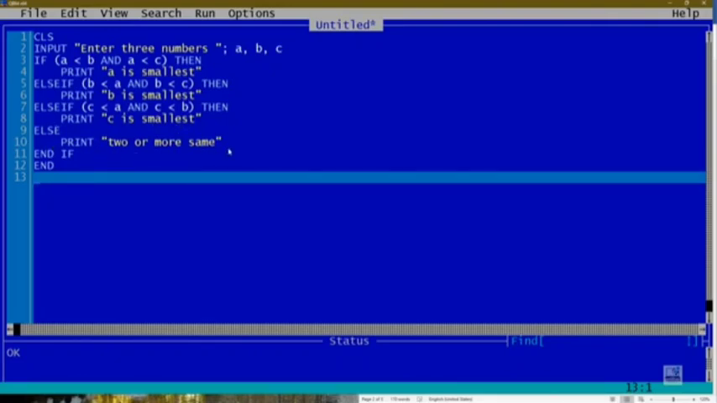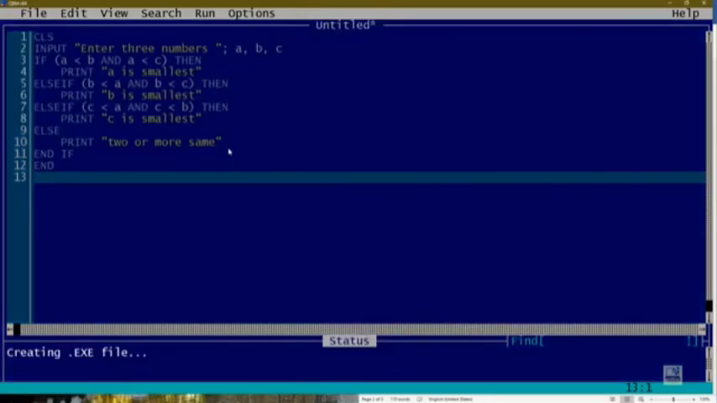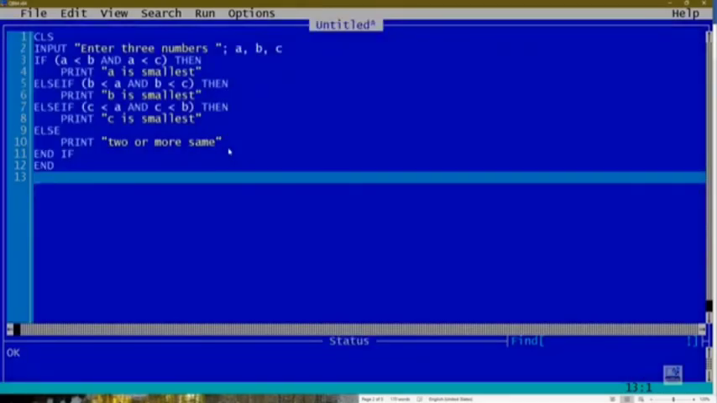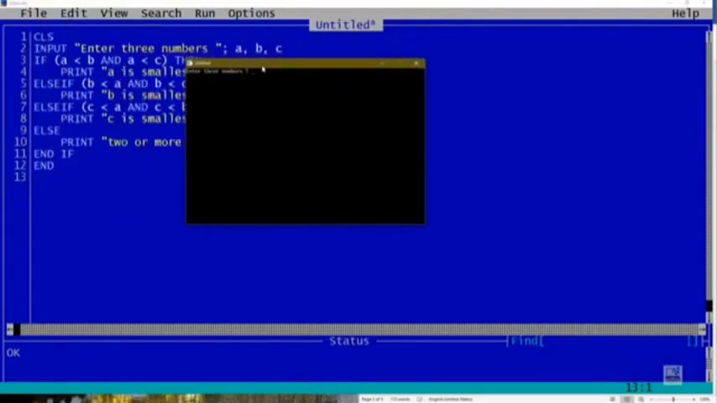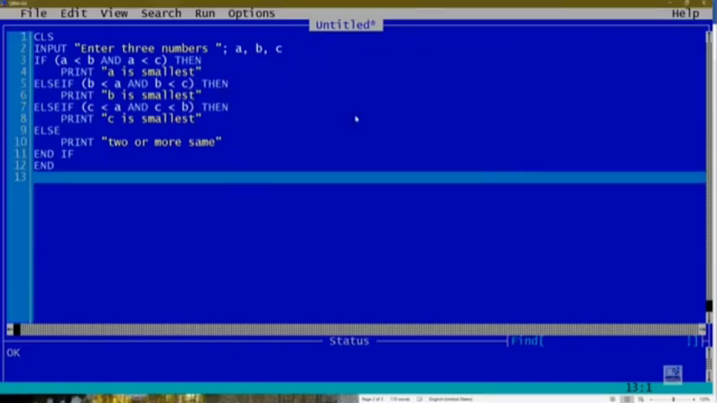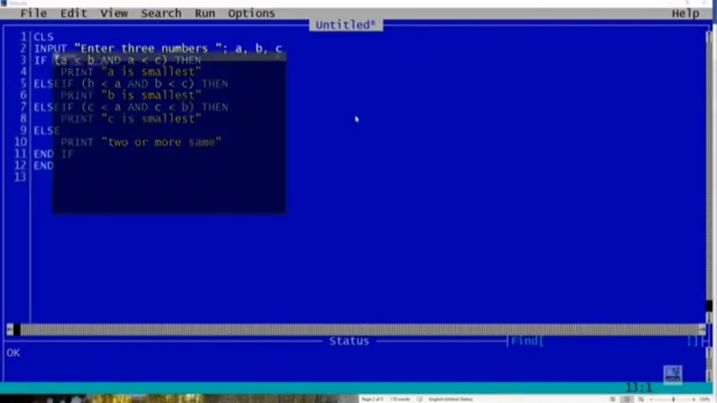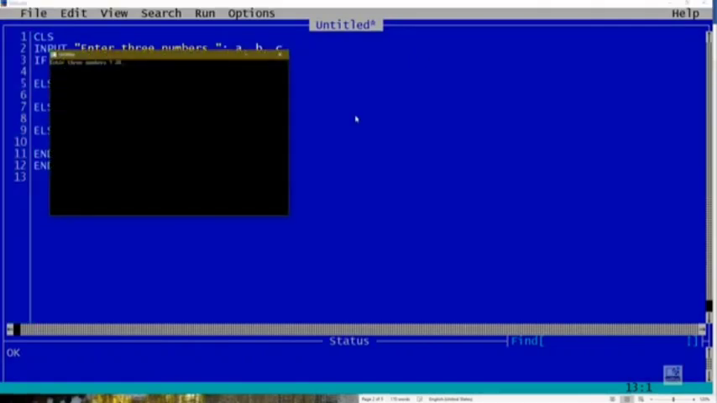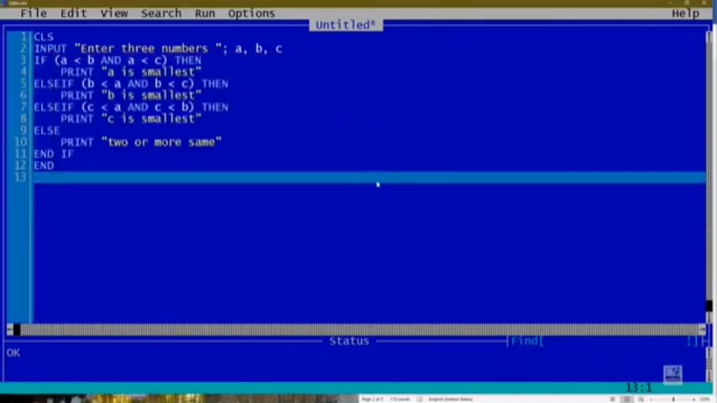So I am running the program by pressing F5. Output window is coming up. It is asking me for three numbers. I am trying 20, 40, 10. So it will display C is smallest, what I have input. According to that, if I try again with same numbers 20, 20, 20, so output will come two or more same. Clear? Next program.